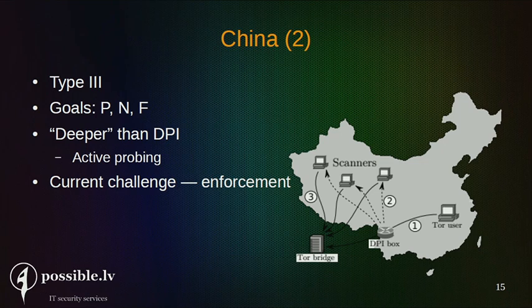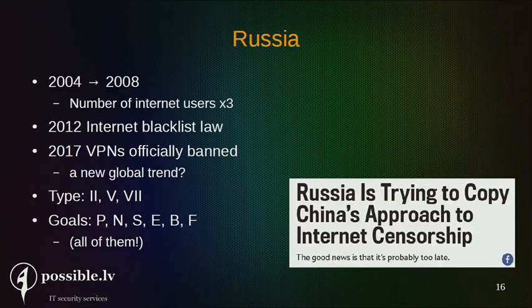And they are unique in a way because they use a deeper inspection than deep packet inspection, if we can so say. They use active probing. On the right, you see, for example, how they detect Tor bridges or entry nodes. They actively probe and try to communicate with the suspect server and try to understand if it is a device that is used to avoid censorship or not. So that's our current challenge. They're battling enforcement.